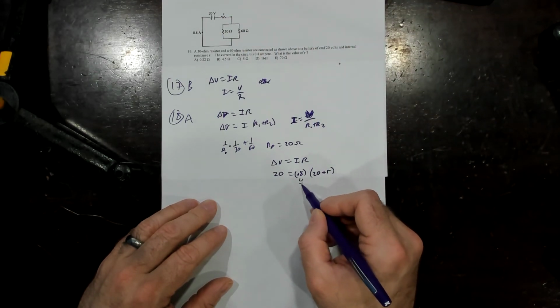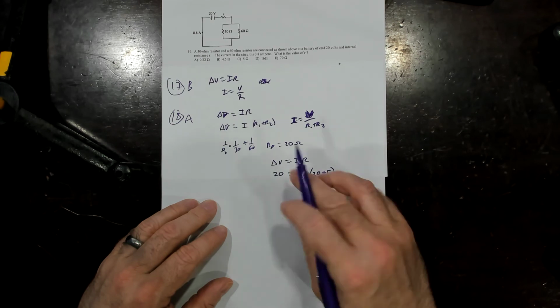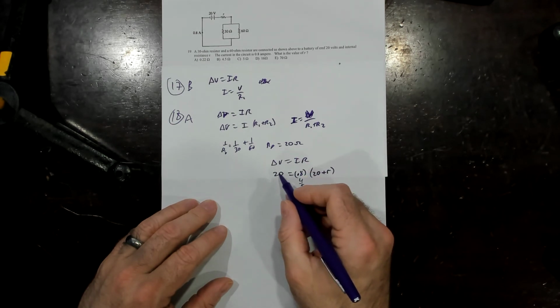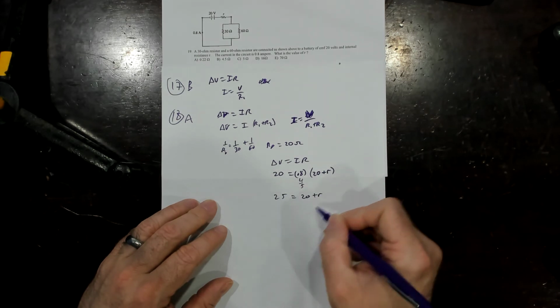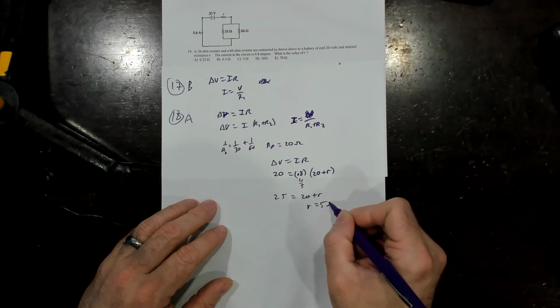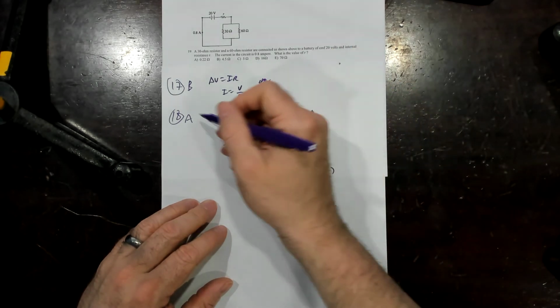Again, like I said, 0.8 is 4/5, right? So multiply both sides by 5/4. So that'll be 100 divided by 4. That'll be 25, is 20 plus r. Hey, look, r is 5 ohms. And 5 ohms is choice C.